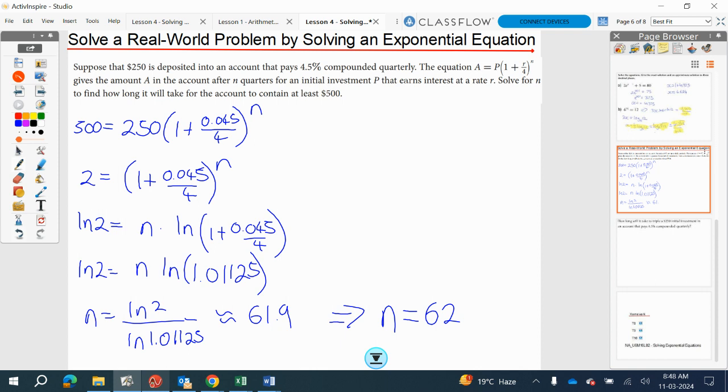This is 62 quarters. So isn't it a greater than or equal to inequality? No. In the question, we're asked to find a value of n so that the account has at least 500. So after 62 quarters, it will have at least that.